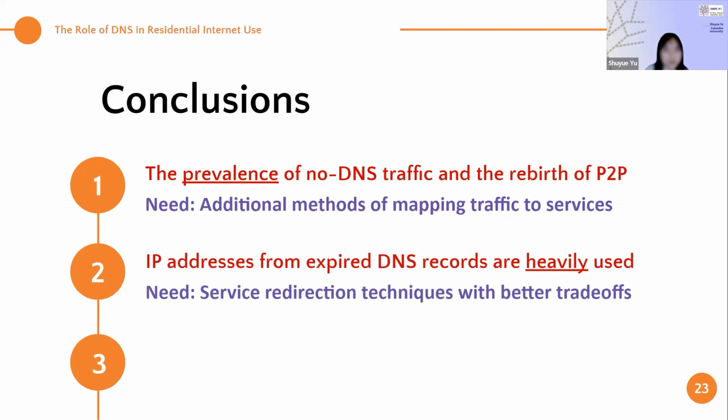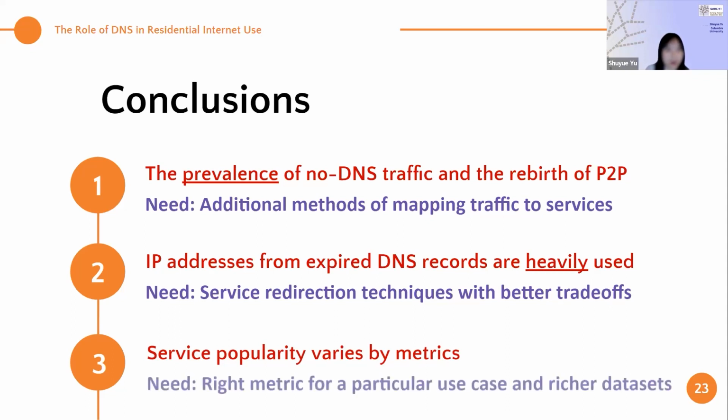At last, we showed the variability of service popularity by different metrics. Using traffic volume and the number of DNS queries can lead to quite different service popularity estimations. This should suggest that we need to consider what the right metric is for a particular use case, and we also need richer data sets to estimate service popularity.